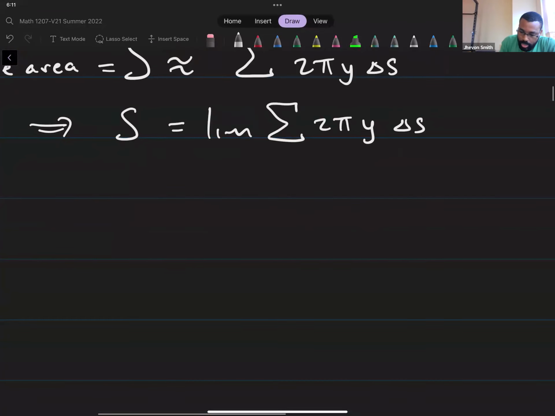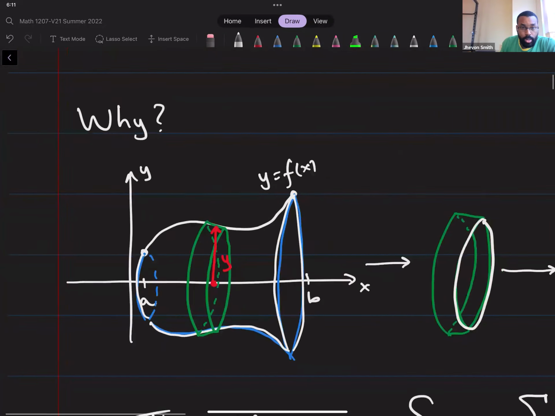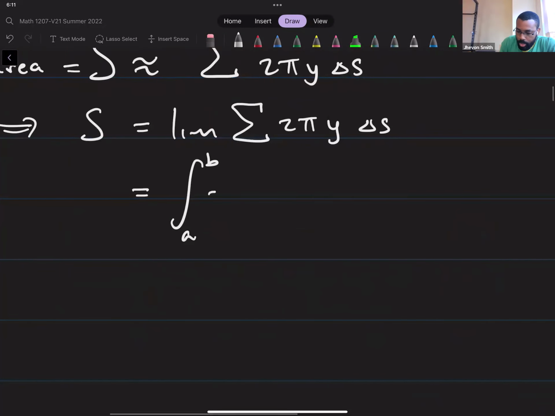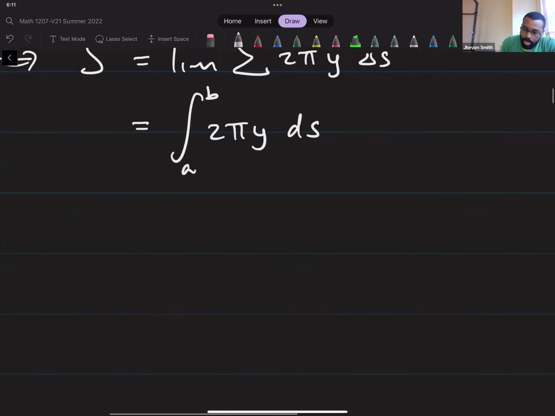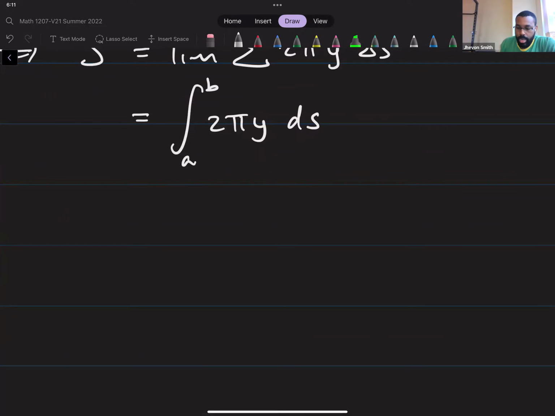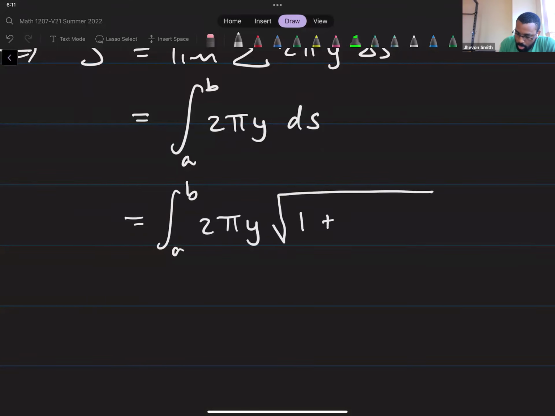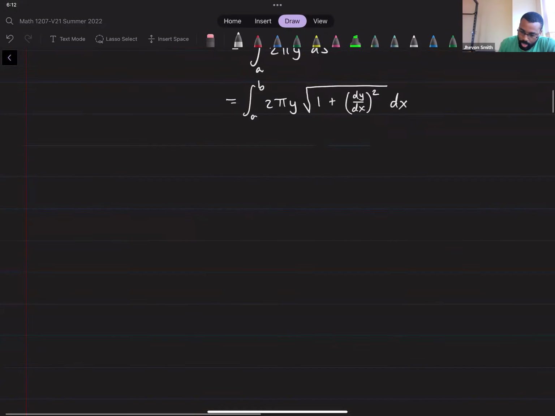And so this actually becomes an integral, say from a to b, because our function is going from a to b. And we have 2 pi y, and delta s becomes ds. But remember, ds is just another name for the arc length differential. So this is really, we have that formula for arc length for a function of x. It's essentially the square root of 1 plus dy dx all squared, dx. And so that's sort of where this formula comes from.